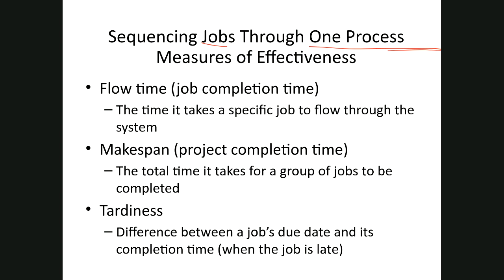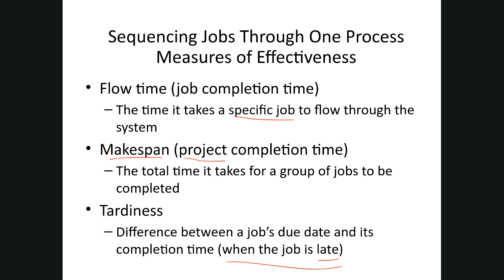Some of the measures of effectiveness that are used are here, and these are described. Flow time is the amount of time it takes a specific job to flow through the process. Make span, which is one of the common ones we're going to talk about, is the completion time for all of the jobs. It says project, but it's how long all of the jobs are required. And then tardiness is how much time the job is late or fails to meet its deadline.